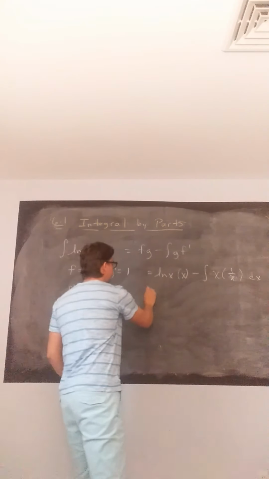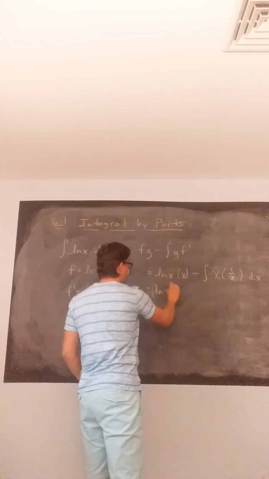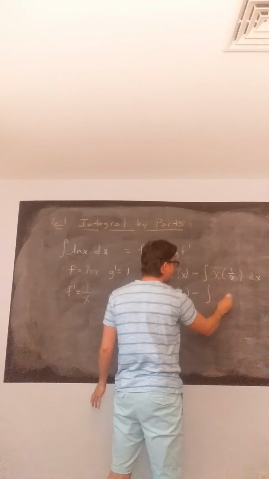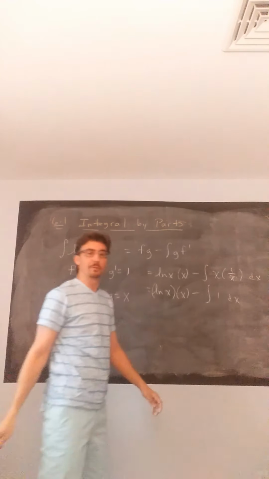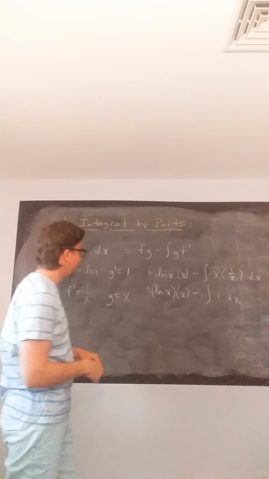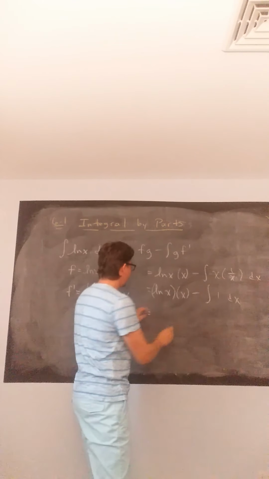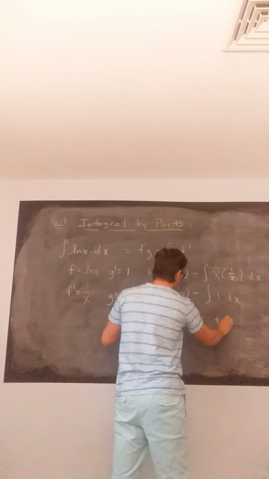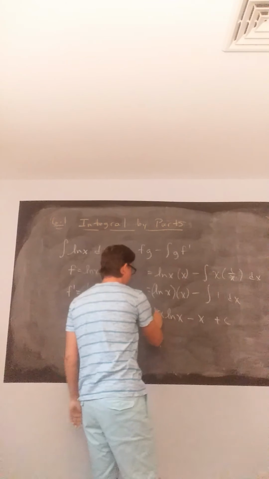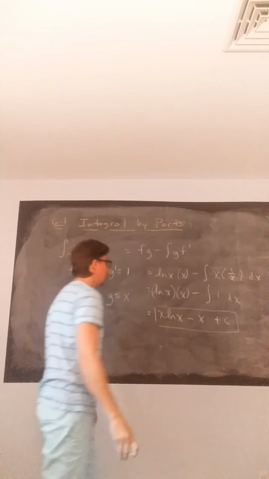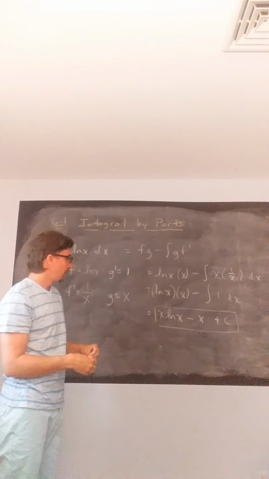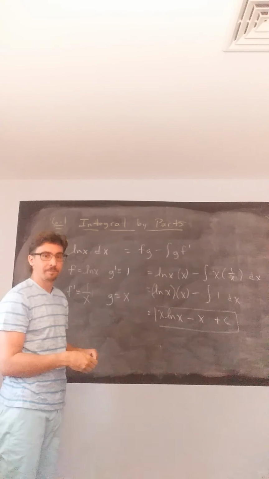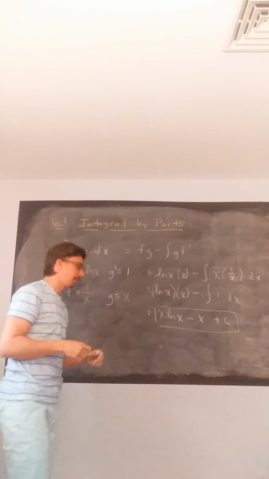Now we certainly catch a break over here because x times 1 over x is just 1. So we've got the integral of 1 dx. How sweet is that? That's nice. This over here I'm going to rewrite as x ln x. This is going to be minus x plus c. So the integral is going to be x ln x minus x plus c. And that's how we integrate the ln of x dx.